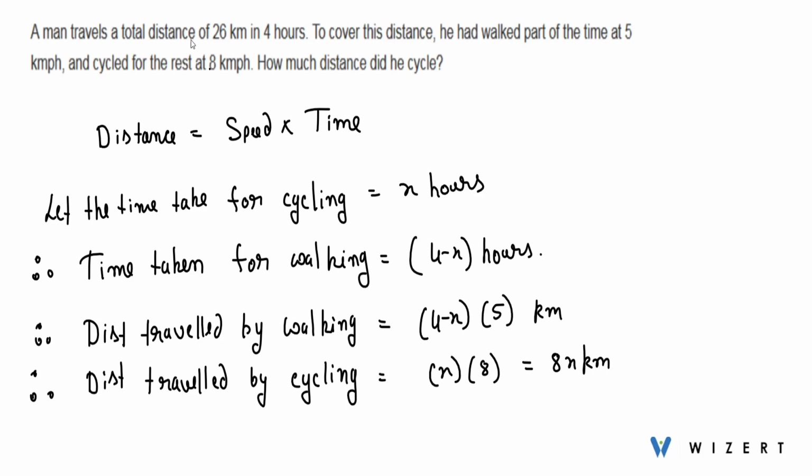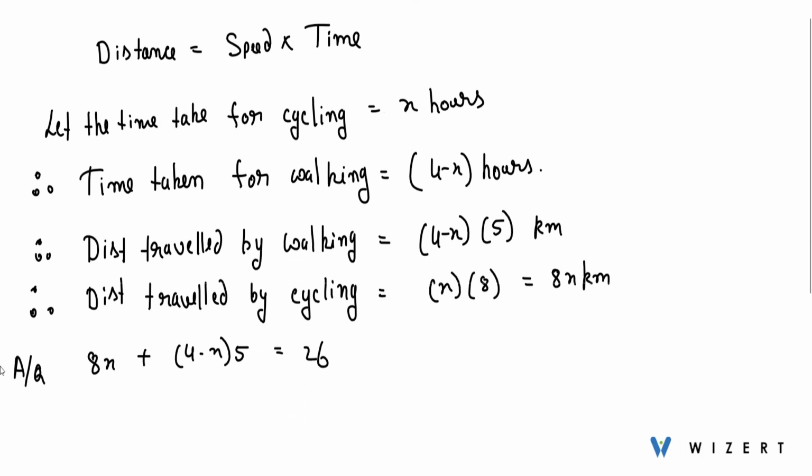Now total distance traveled is 26 km. So we can derive an equation which is distance traveled by cycling plus distance traveled by walking equals 26 km. So it will be 8x plus 20 minus 5x equals 26.